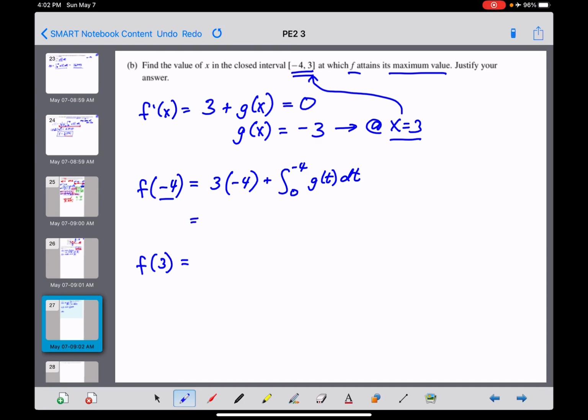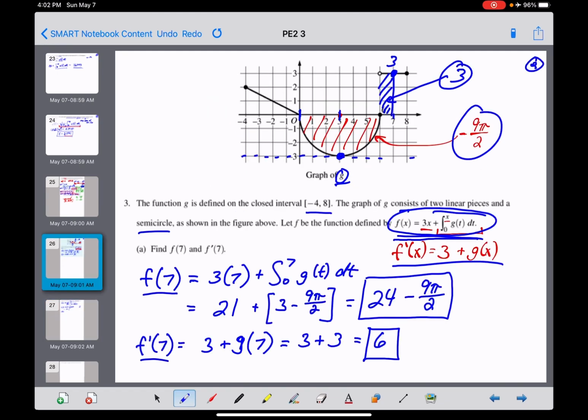All right, so the 3 times negative 4 gives me negative 12, no problem there. But now I need the net area between the curve and the x-axis between 0 and negative 4. But since those limits are backwards, guys, we're going to have to reverse or change the sign of this number. So instead of a plus, I'm going to do a minus right here. And let's think then about the integral from negative 4 to 0. And this one isn't too hard to figure out, I don't think.